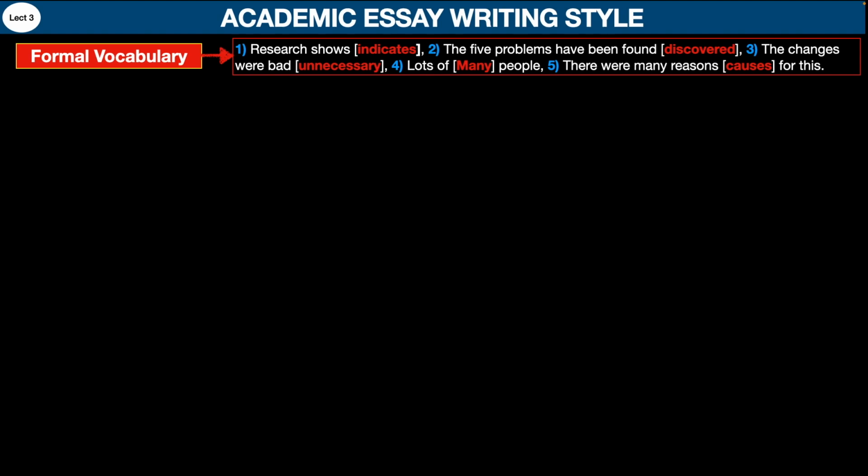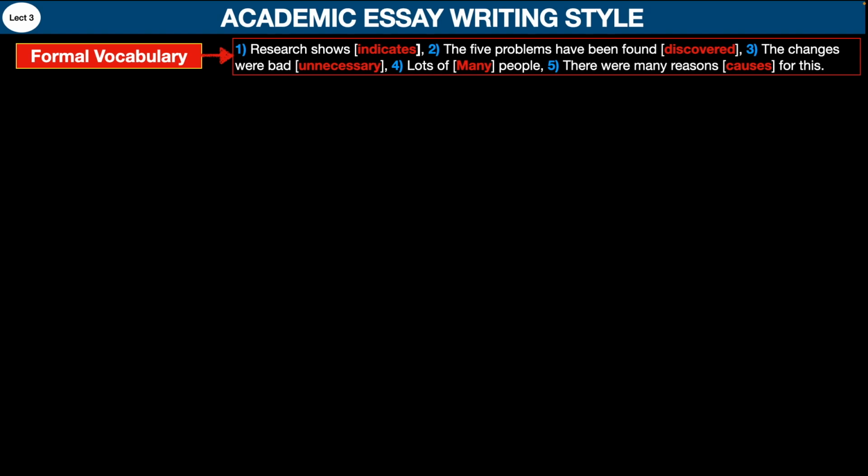The third example is "the changes were bad." Bad is a kind of spoken form, an informal tone. You can use bad when you talk to your friend, but not in academic writing. In academic writing, it should be "the changes were unnecessary." Unnecessary is more formal than bad.